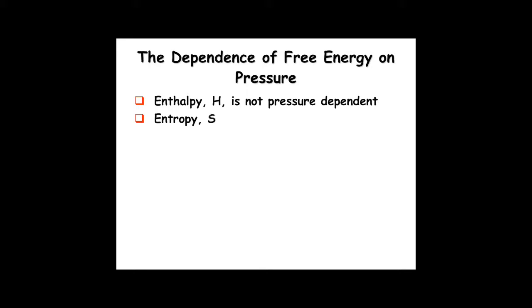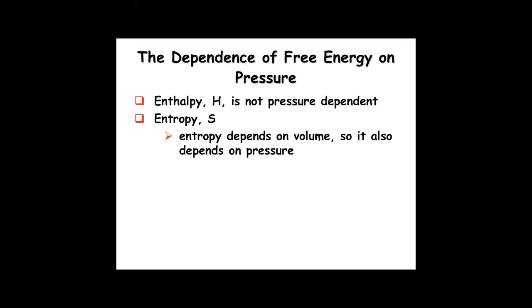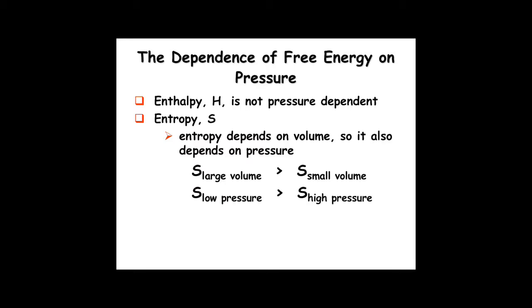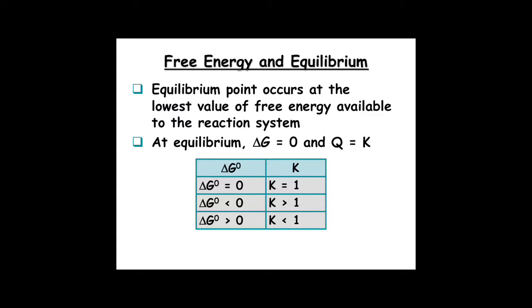There is a pressure dependence on free energy because delta S is pressure dependent, because it's volume dependent. Larger volume means more randomness, which also means that a lower pressure is more randomness. The equilibrium point occurs at the lowest free energy, so when delta G is equal to 0, Q is equal to K.